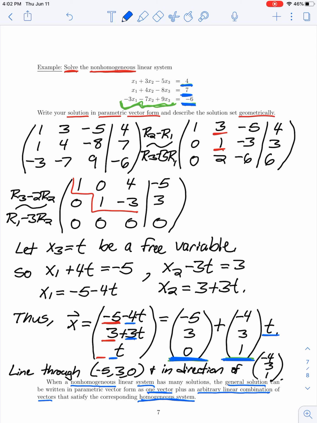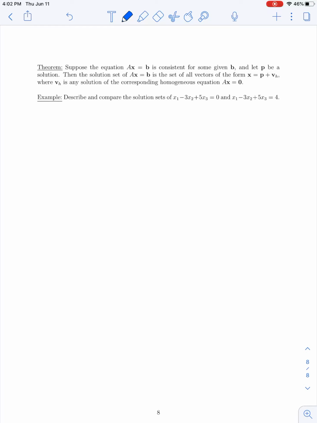So there is a relationship between the solution sets for homogeneous systems and non-homogeneous systems that have the same coefficient matrix. To make this a little more precise, let's look at the following theorem. Suppose we have a linear system, which can be described by the matrix equation AX equals B, and this system is consistent for some given vector B, so a solution exists. Let's call P a solution of that system.